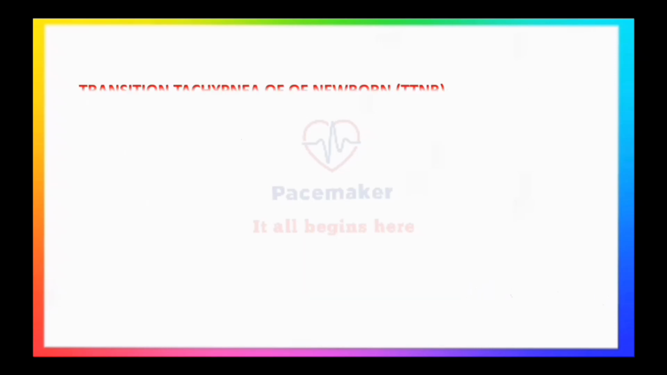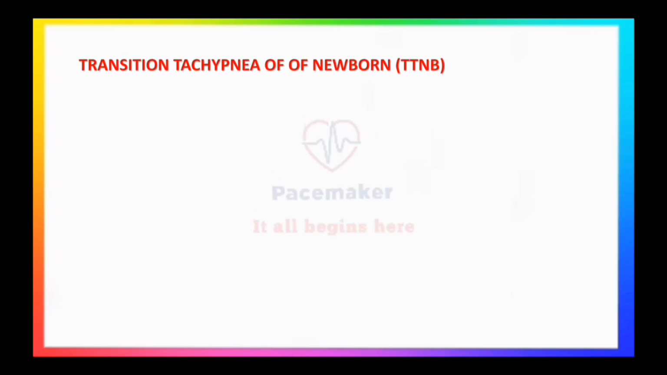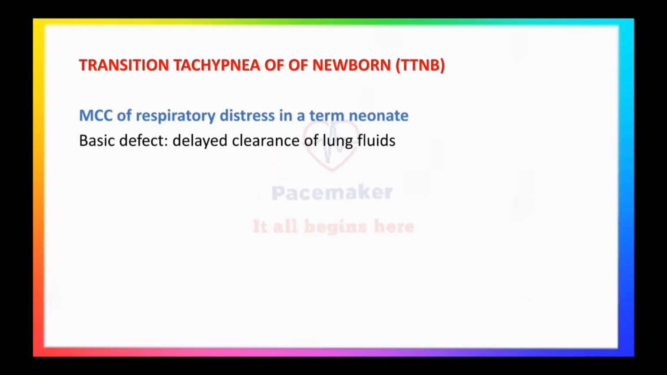Let us now move to another condition, that is transient tachypnea of newborn. This is the most common cause of respiratory distress in a term neonate. Mark my word, term neonate. Here the basic defect is delayed clearance of lung fluids. Normally the baby is born with lung fluids. In case of normal vaginal delivery, the squeezing that takes place during normal vaginal delivery will help in clearing the lung fluids.